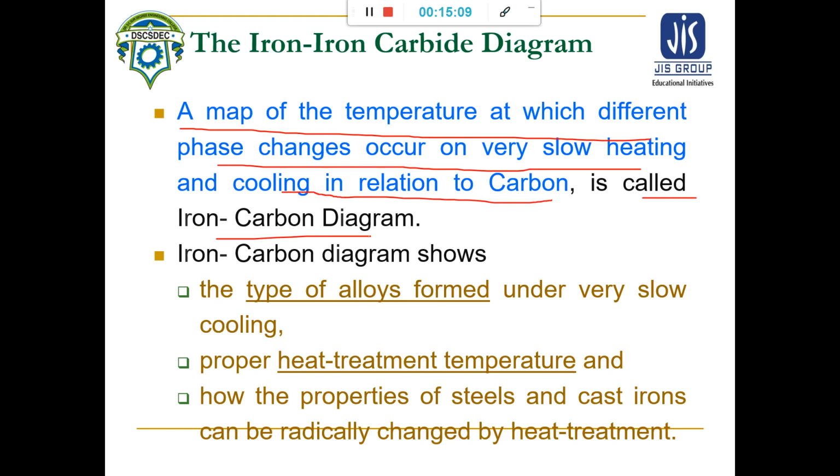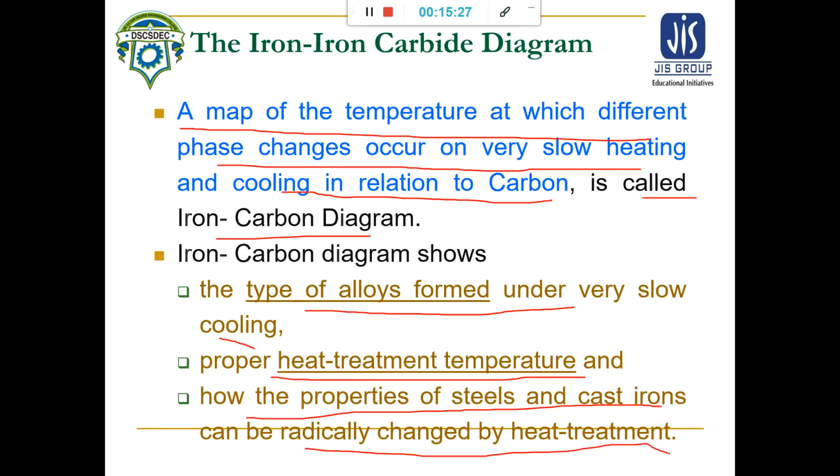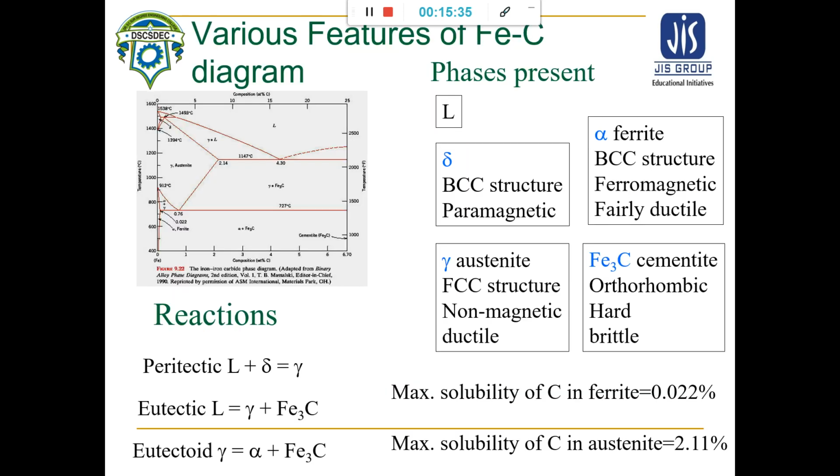What does the iron carbon diagram show? It shows the type of alloy formed under very slow cooling with proper heat treatment temperature. It can predict the proper heat treatment temperature, and it can show how the properties of steel and cast iron can be radically changed by raising the temperature and cooling it in a controlled manner, that is heat treatment.